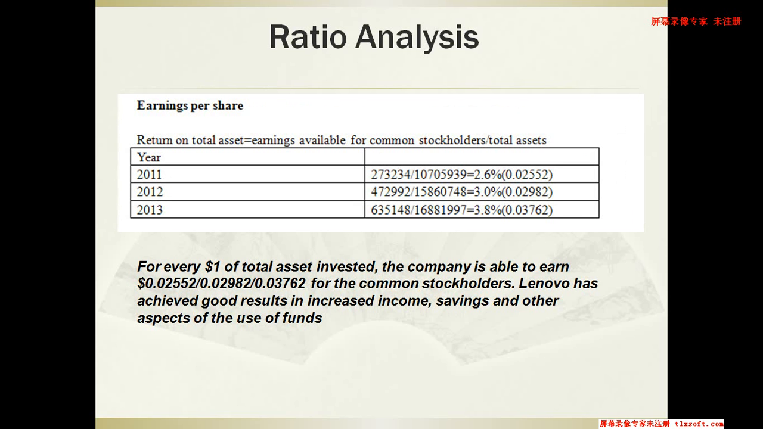Now is earnings per share. For the return on total assets, as we can see, for every $1 of total assets invested, they are able to earn 3.8% in the end of 2013. The company has achieved good results in increasing income, saving, and other costs, using problem solving skills.